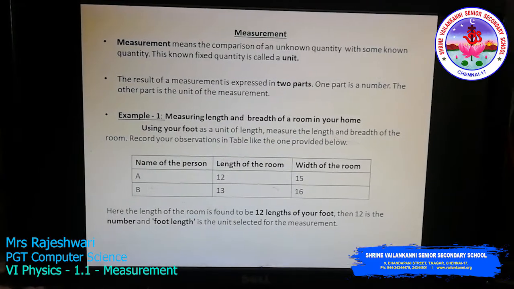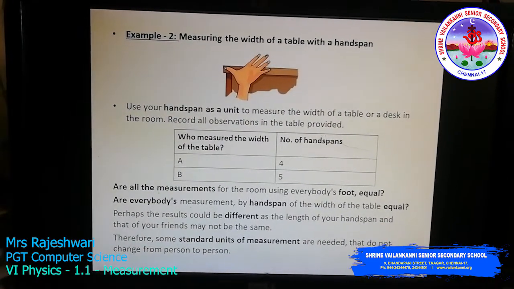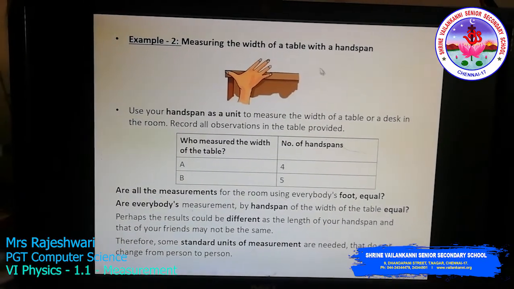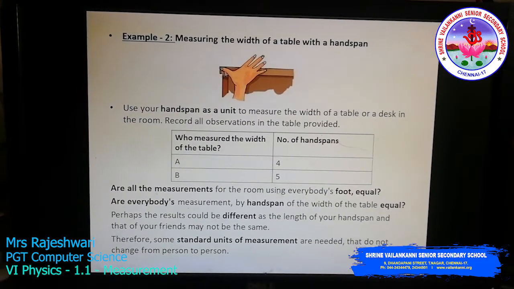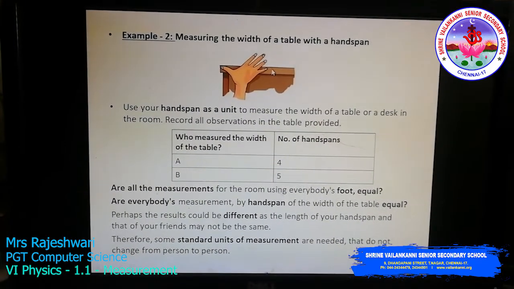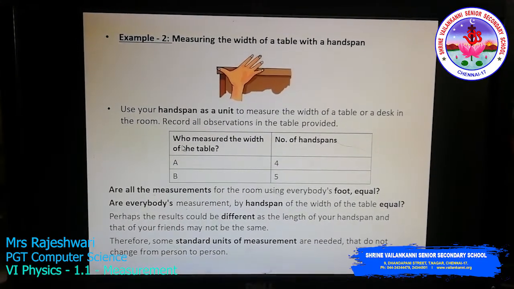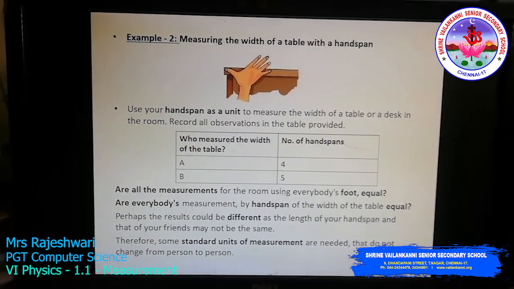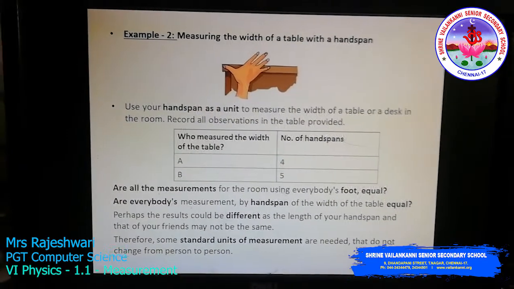Similarly, we look into another example, measuring the width of a table with a handspan. Handspan is the one which I have shown in this picture. This is called a handspan, from the tip of your thumb to the tip of your little finger. Use your handspan as a unit to measure the width of a table or a desk in the room. Record all observations in the table provided, much similar to the foot length which you used for recording the length and breadth of the room.